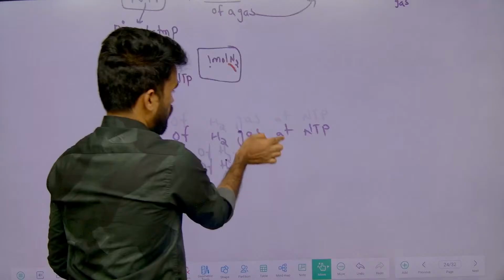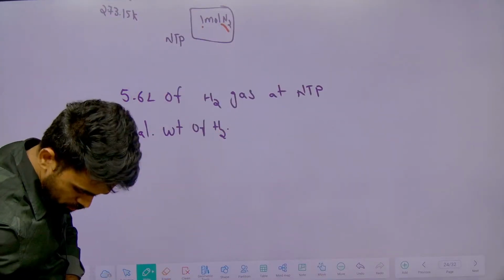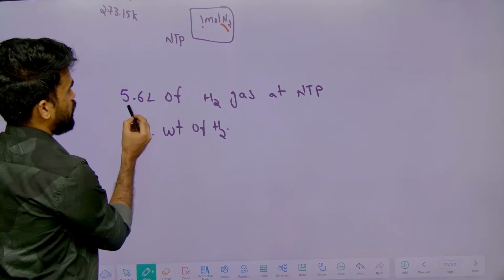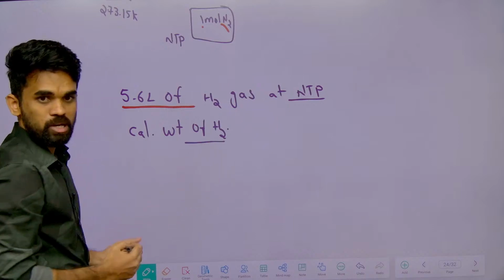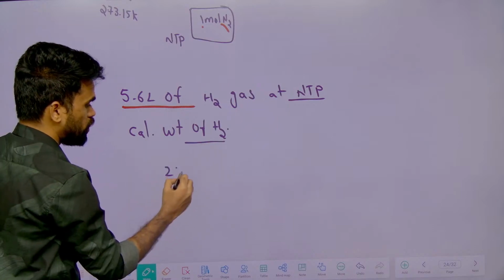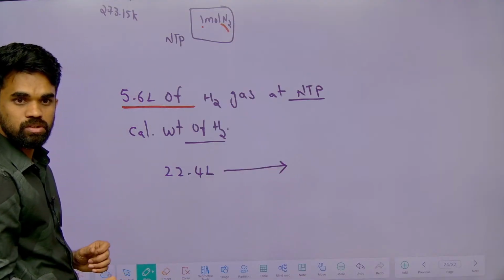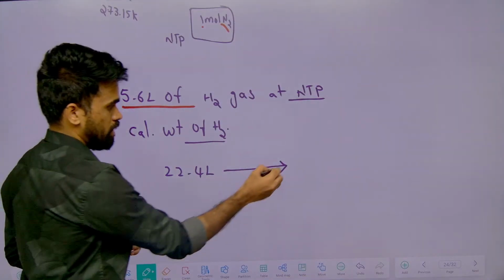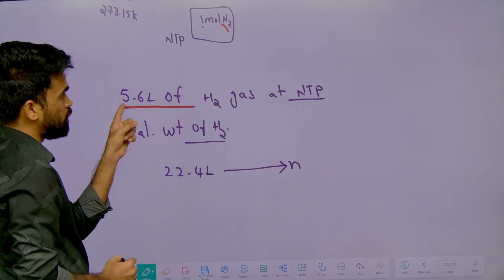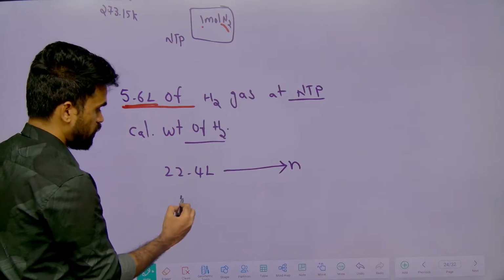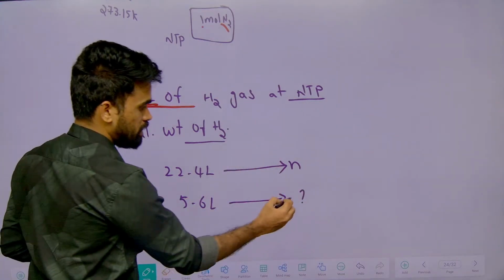Very simple. I will do this question, and you do the next question, since you have not done this model yet. So what I am saying, 5.6 liters of gas at NTP condition. What is its weight I am asking? Simple. We know 22.4 liters means mass equals to 1 mole, or its molar mass we know. So given volume 5.6 liters equals to some x number. Find this x.